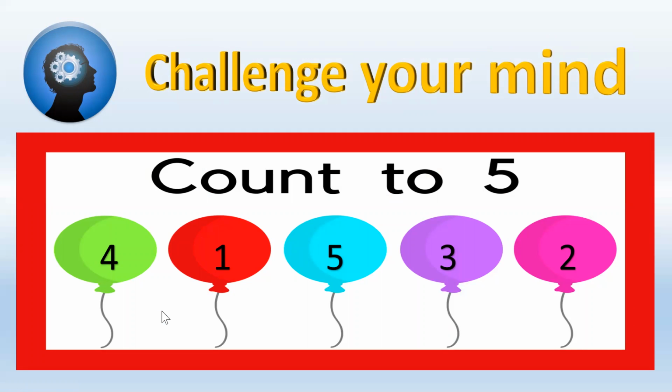Again, we learned some numbers from 0 to 5. So this is just challenging your mind to see if you know what the numbers are. We'll start from the left to the right, because that's how Urdu is read. So what is this number in Urdu? Number 2 is? Number 3, number 5, number 1, number 4.